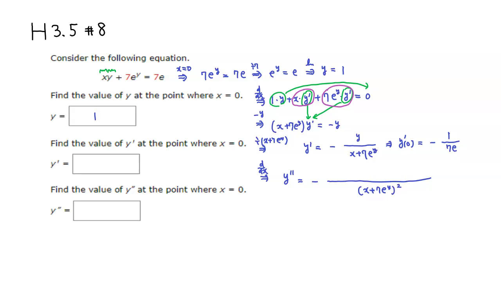Then the derivative of the top, you have dy over dx, or y prime, times the bottom, x plus 7e to the y, minus the top, which is y, multiplied by the derivative of x plus 7e to the y. The derivative of x is 1, 7 is just a constant multiple, and the derivative of e to the y is e to the y times y prime. Then all we have to do is plug in x equals 0, and we know the y value, y equals 1, and we found y prime is negative 1 over 7e, the answer from before.